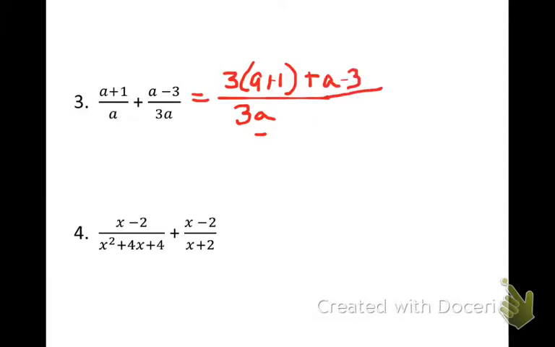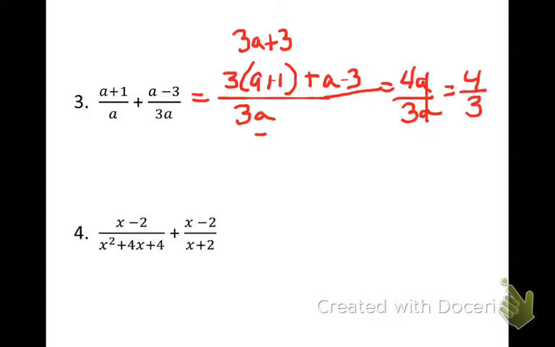Then it's just a matter of simplifying, so we distribute, we get 3a plus 3. 3a plus a would be 4a, plus 3 minus 3 would be 0, so I just have it over 3a, and then we can simplify by canceling those a's, leaving us with 4/3. So that would be the simplified answer.